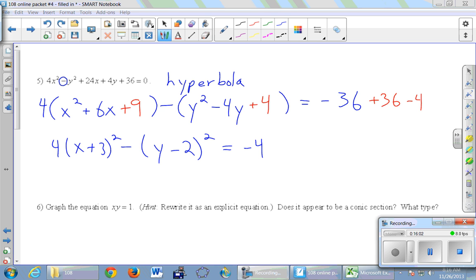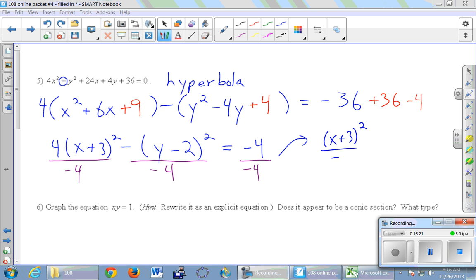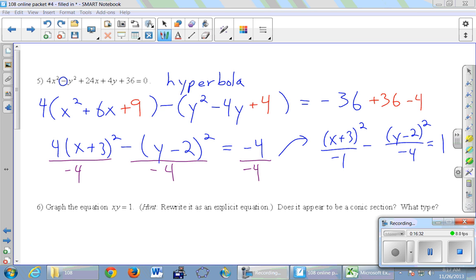Okay, just like the last equation, we need it to equal 1 when all is said and done. So let's divide everything by negative 4, and we'll go ahead and split that up. So this becomes 4, negative 4. So this guy becomes (x plus 3) squared over negative 1 minus (y minus 2) squared over negative 4 equals 1. So that is standard form, but it's not looking so great, actually.